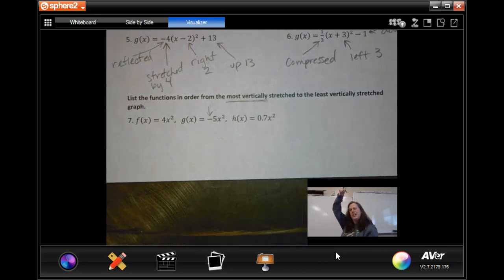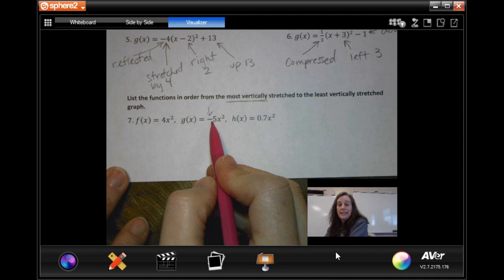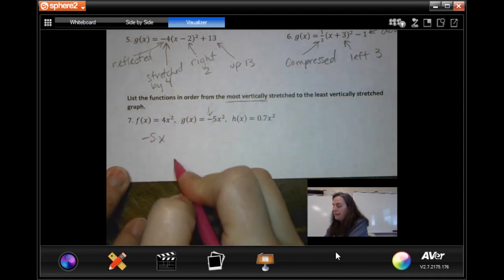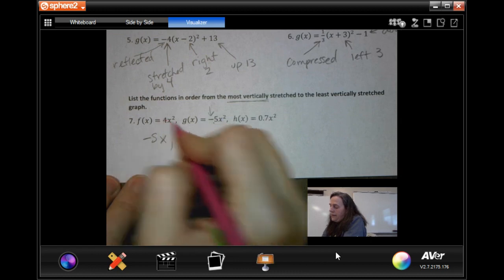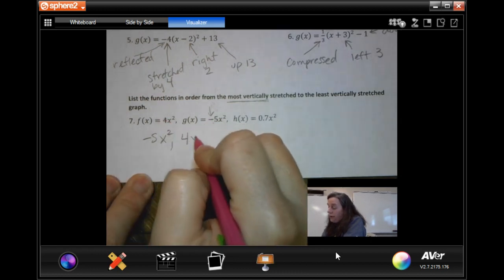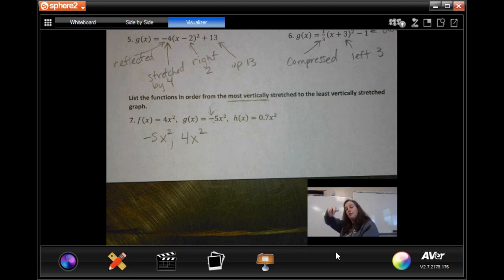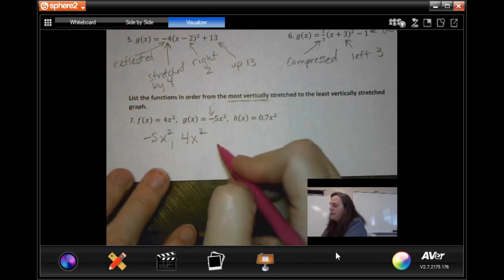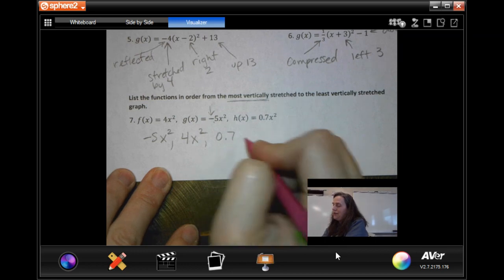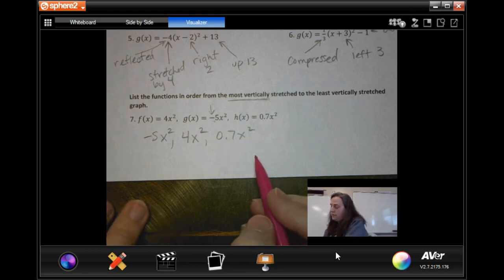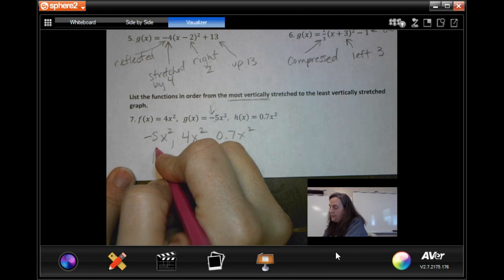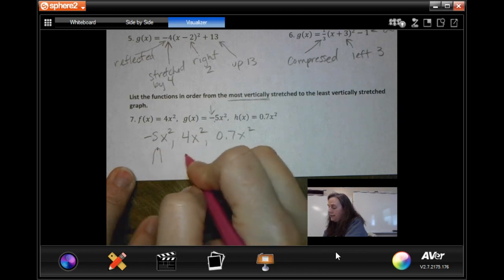The highest numbers stretch it the tallest, which means this guy is actually the biggest. Negative 5x squared stretches him by a factor of 5. He is flipped over, he's reflected, but he's stretched the biggest. Then it would be, and there's a squared there, then it's 4x squared. That's the next biggest stretch. 4 is not quite as big as 5. And then we have 0.7 is actually compressed. So he's squished down, not pulled taller. Okay, so let's see. And I should say, okay, so this guy is upside down, but he's stretched the tallest.